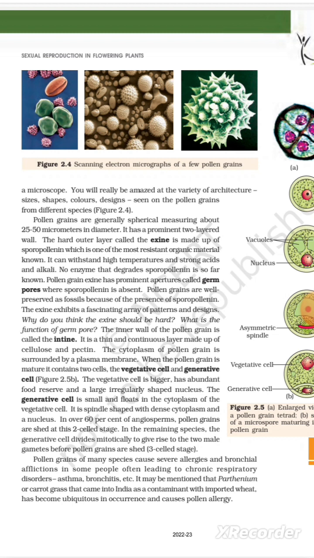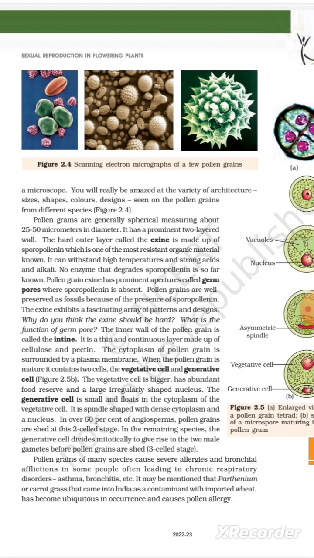Pollen grains are generally spherical, measuring about 25 to 50 micrometers in diameter. It has a prominent two-layered wall. The hard outer layer called the exine is made up of sporopollenin, which is one of the most resistant organic materials known. It can withstand high temperature and strong acid and alkali. No enzyme that degrades sporopollenin is so far known.